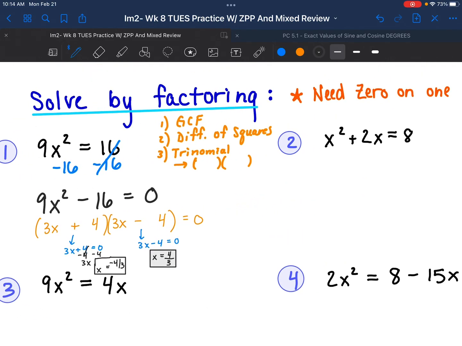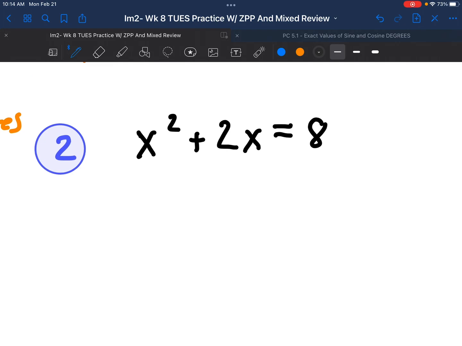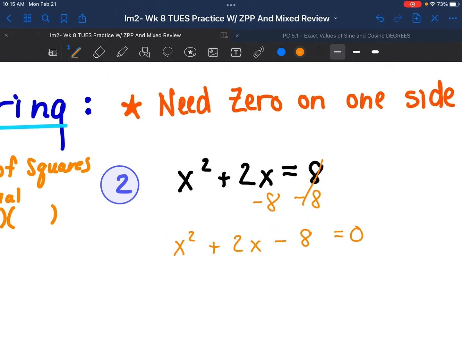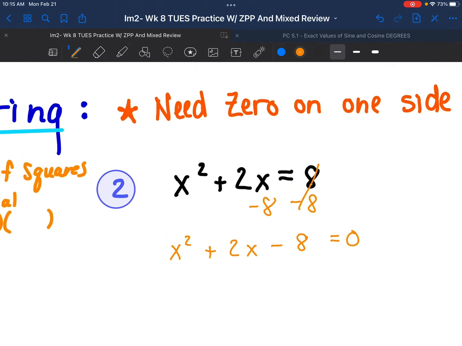Okay, let's quickly look at number 2. Similar, I want to keep the x squared positive. I have x squared plus 2x. I need to move the 8 over to this side. So I'm going to subtract 8. We're going to rewrite this as x squared plus 2x minus 8 equals 0. And it's important that you have it in that form, meaning the x squared first, your linear term second, and the constant third, because you need it in the form of ax squared plus bx plus c.